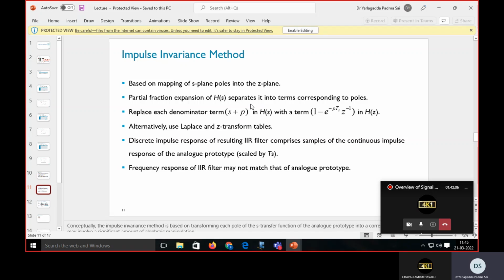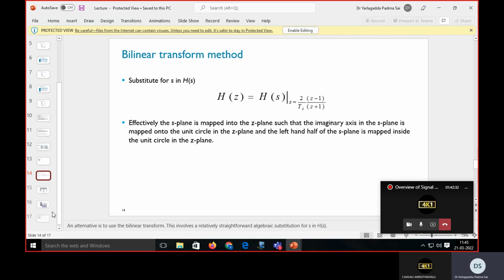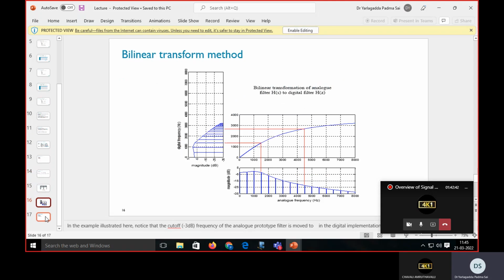When you transform 1 by (s minus 1), this is 1 by (s plus 1), that is what you will get: e power minus pt in the time domain. When you take the Z transform, this factor will come. But do it on your own; don't memorize this. These are some things; I also just mentioned 2 by T, (z minus 1) by (z plus 1).